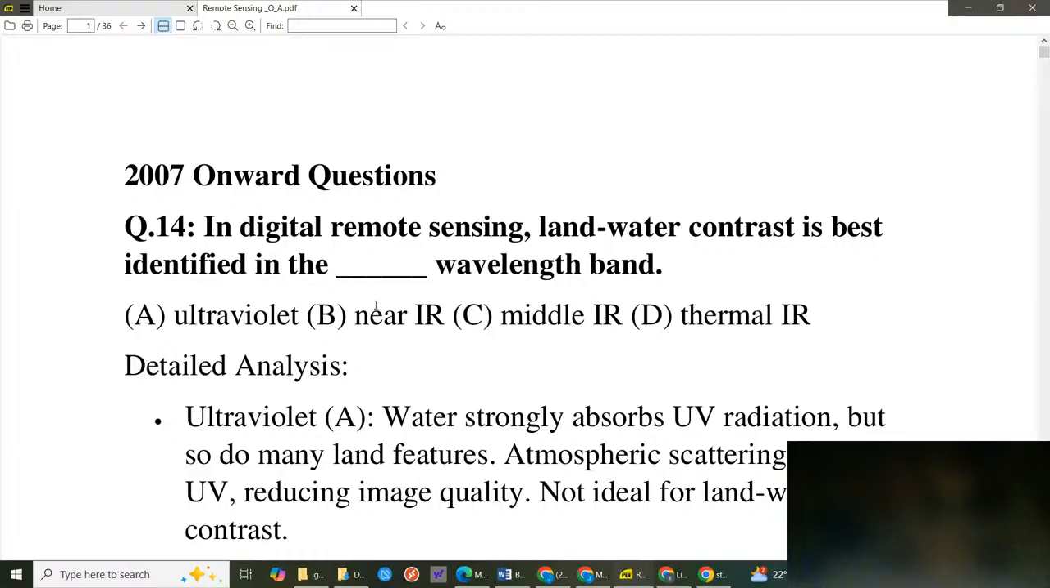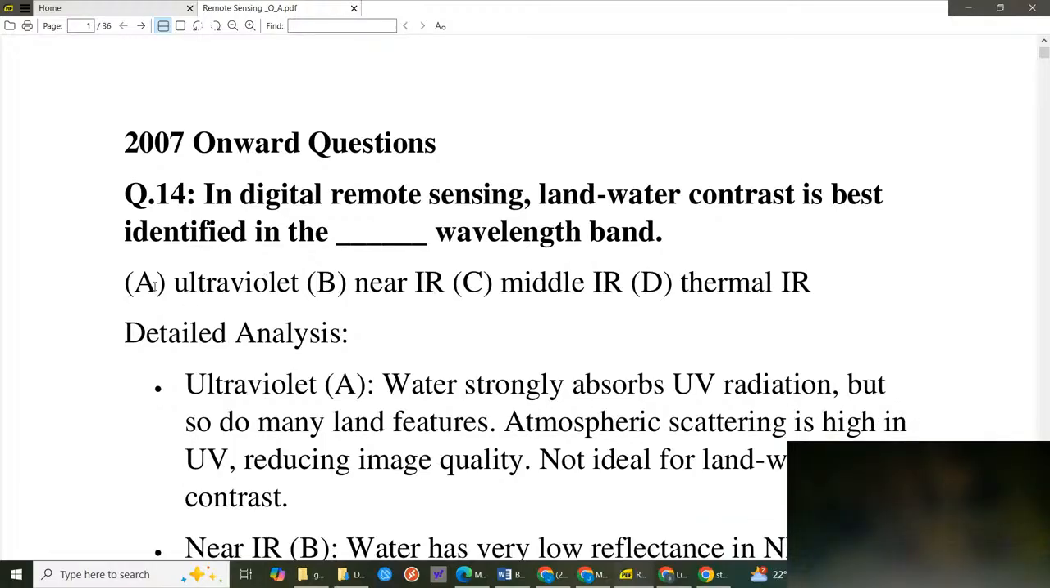So let's start. The first question that was asked in 2007, in digital remote sensing: land-water contrast is best identified in the wavelength bands. The options are ultraviolet, near infrared, middle infrared, and thermal infrared. Which one is correct? One by one, we will see all the options and why these options are wrong and why this option is correct. So let's see.